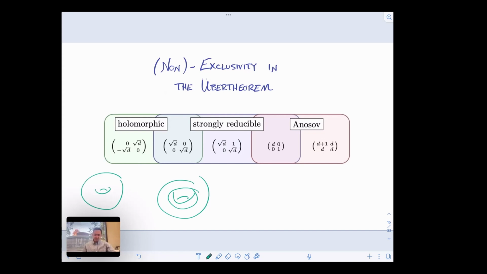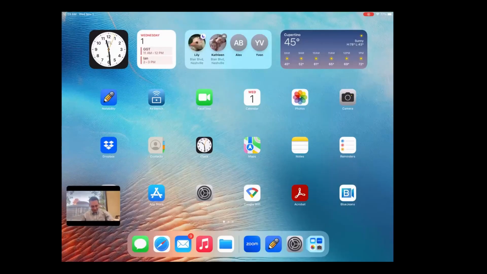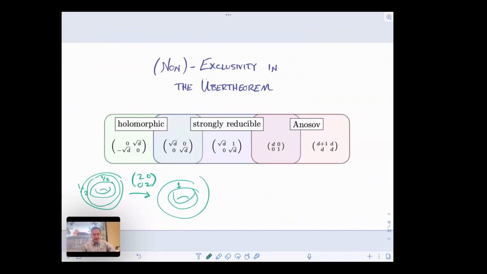So if I do 2, 0, 0, 2, then this curve is mapping to itself with degree 2. Oh, I see. Yeah, it's confusing, right? So you put a 1 here, and then you say, wait, this isn't a strong reduction system because that's a half. But there's, key moment, 2 copies of that curve in the pre-image, both with label 1/2. And so they add together to give you a 1. So that one is both strongly reducible and holomorphic.